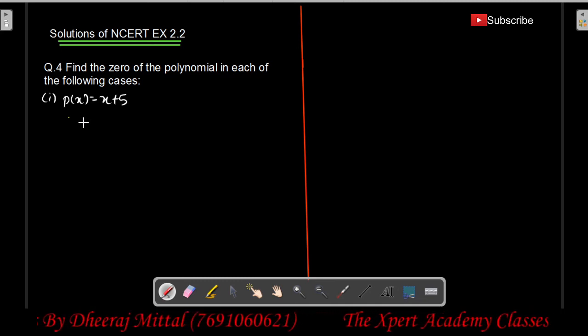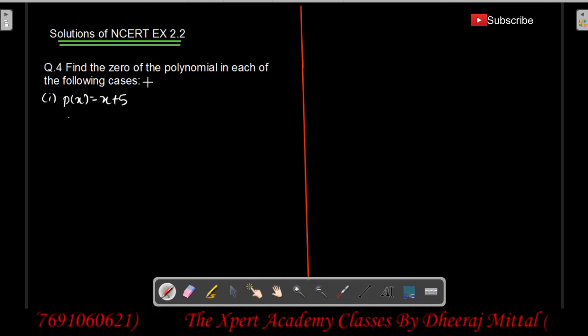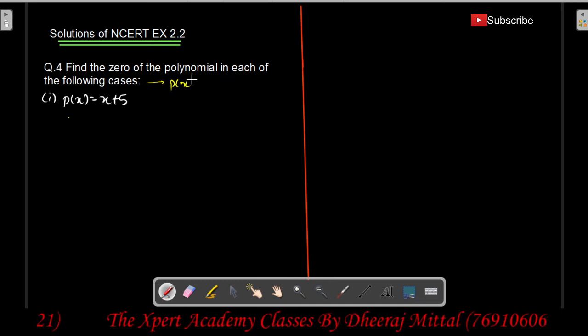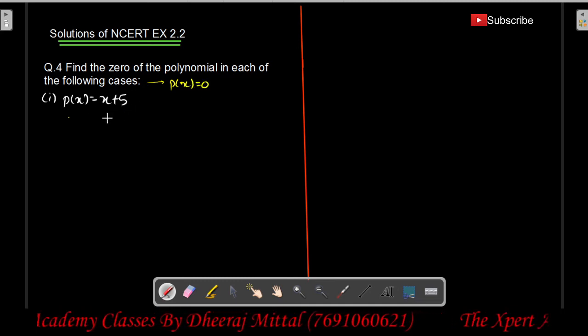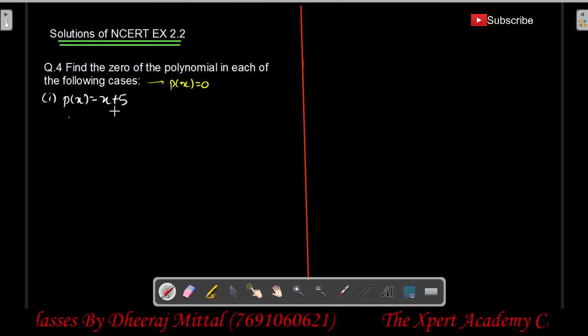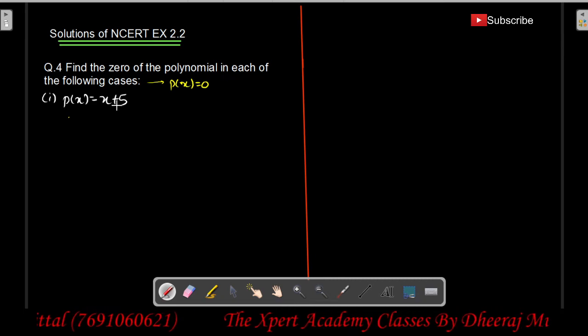Whenever we have to find the zero, we will put p(x) is equal to 0. So here in this question we will put p(x) is equal to 0 in each case, and then we will find the value of x. At that value of x, the polynomial is 0. So it is the 0 of the polynomial.